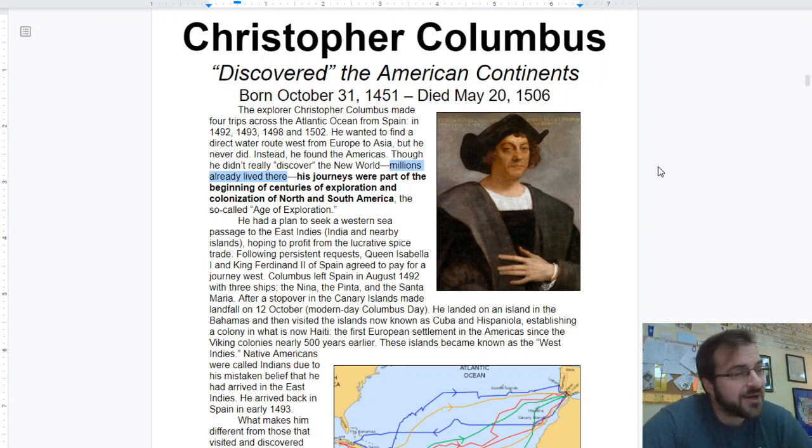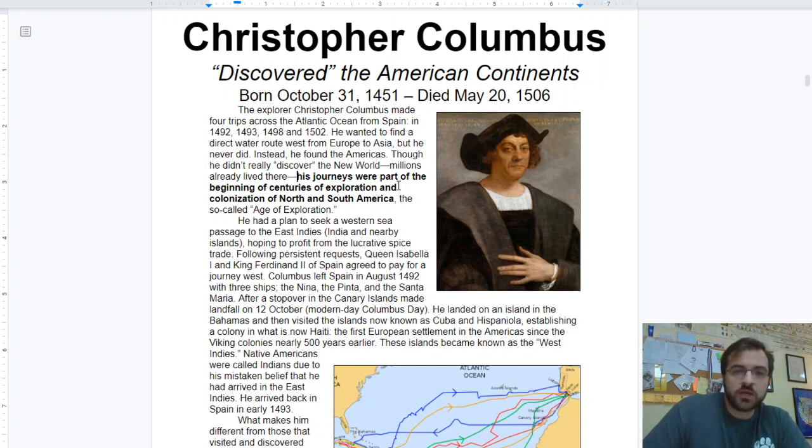This might blow your mind, but when Columbus sailed across the Atlantic Ocean, 70 million people were living in Europe. England, France, Germany, Spain, all those countries added up. 70 million. In North and South America, we estimate that there were around 150 million people living there. So he didn't exactly find something that no human being had ever seen before. But why do we care?